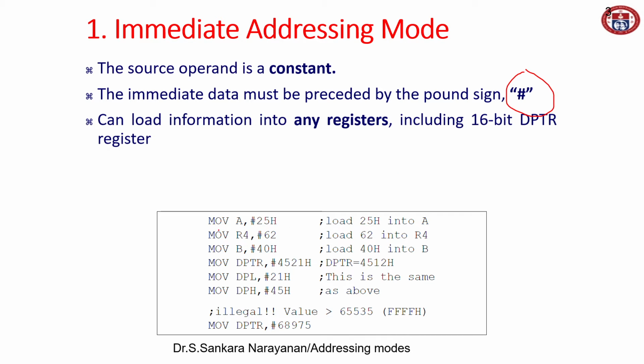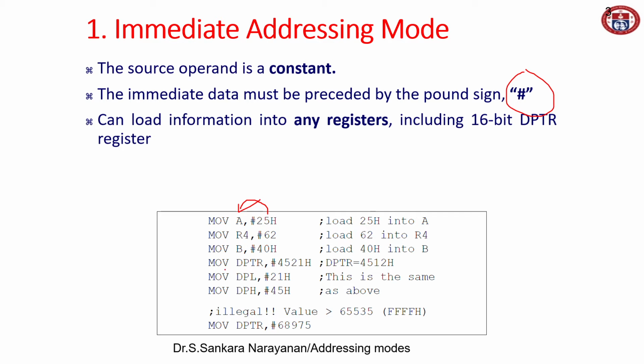The first one, MOV A, #25H. It will load the constant value 25H into the accumulator. The accumulator is one of the registers. In the second instruction, MOV R4, #62, it will load the constant value 62 into register R4. The third instruction, MOV B, #40, will move the constant value 40 into B. Again, B is one of the registers used in the 8051 microcontroller.